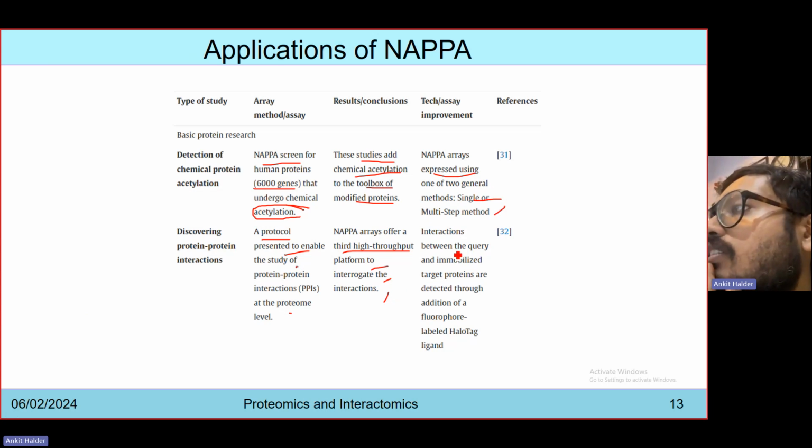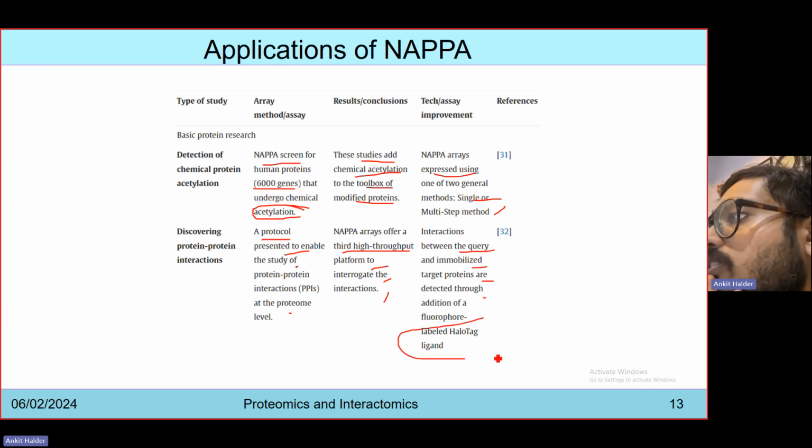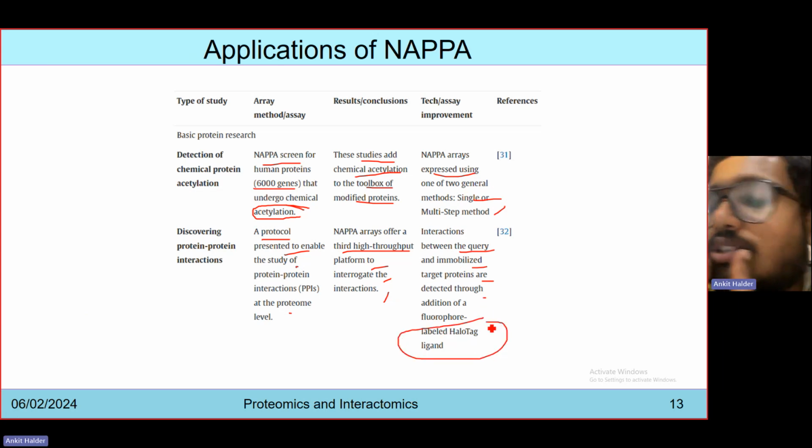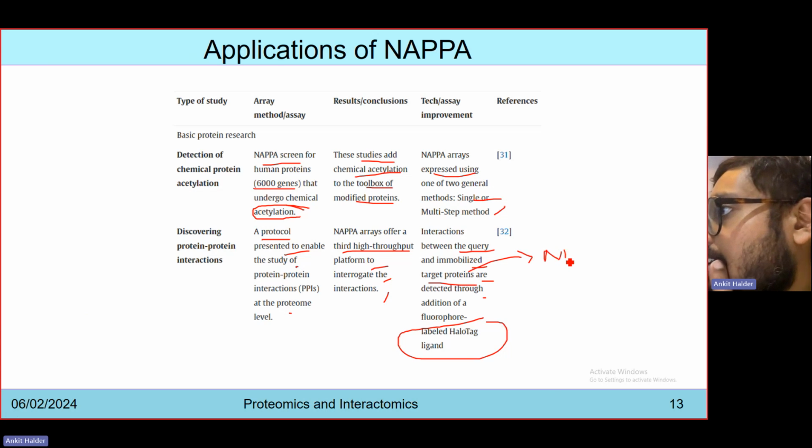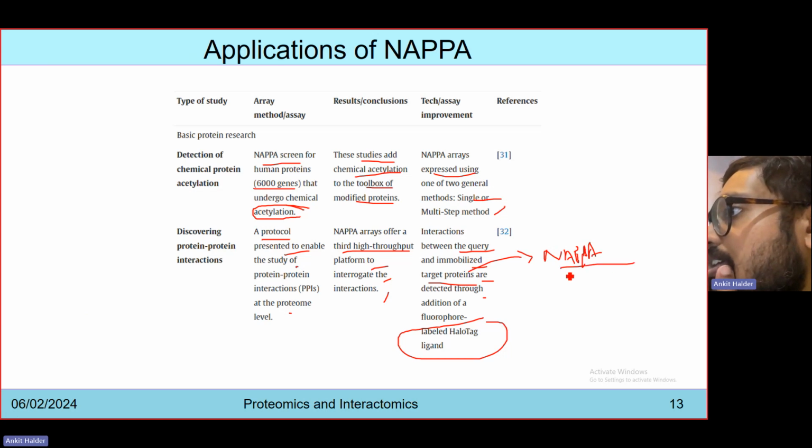So interactions between your query and the immobilized target proteins are detected through addition of a fluorophore labeled HaloTag ligand. So what are the target proteins? These are in a cell-free expression array system, where through the NAPA system they are getting transcribed and translated under a mammalian milieu, or mammalian condition.